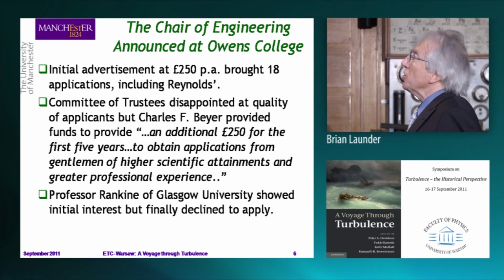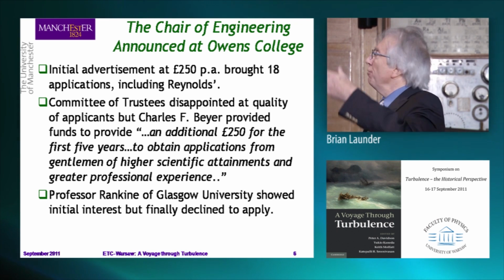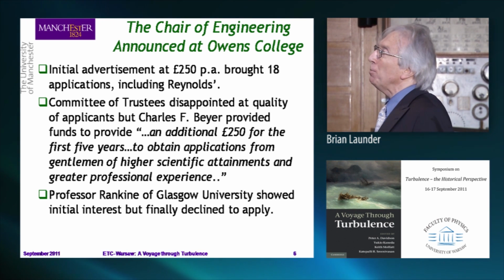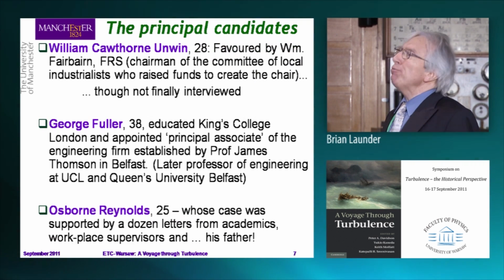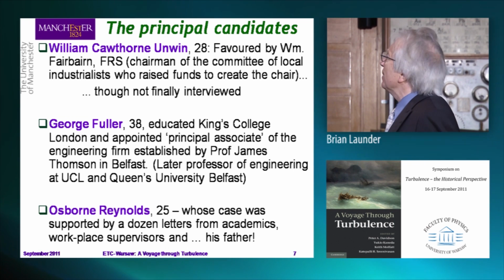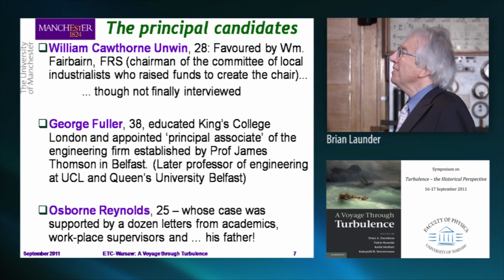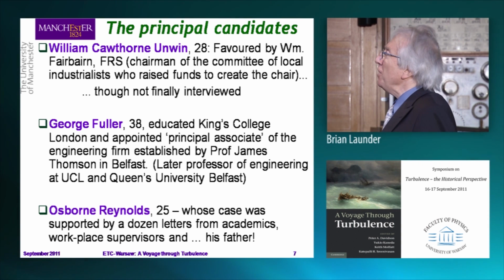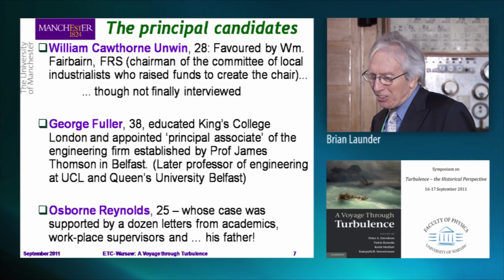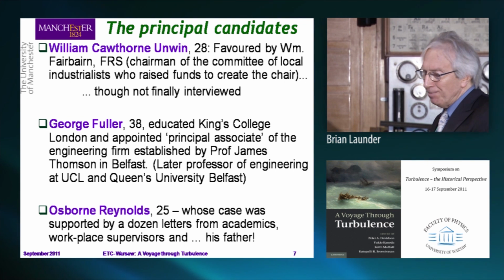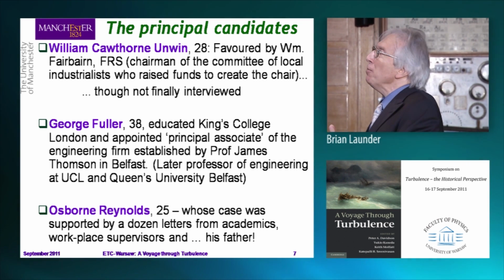Well, the purpose of putting up this extra money was to attract big names. And it looked as though Professor Rankin, famous for the Rankin cycle, from Glasgow University, could be tempted to apply. But finally he said, "Oh, what the hell, no thanks." So in the end, there seemed to be three principal candidates. The first I'd mention is William Cawthorne Unwin. Why would I mention him?